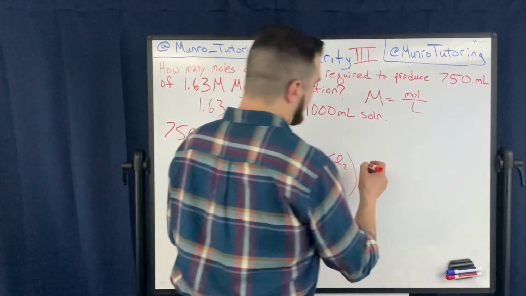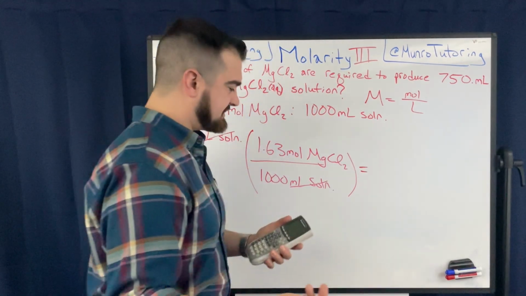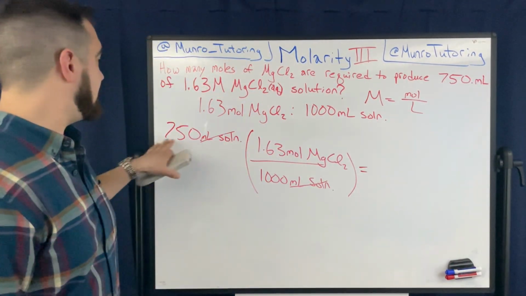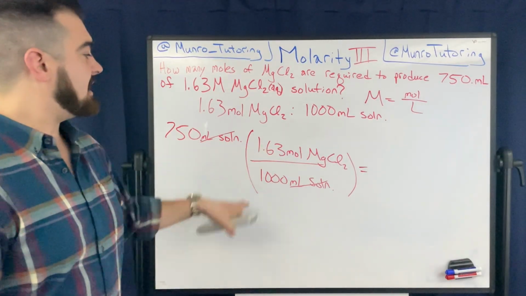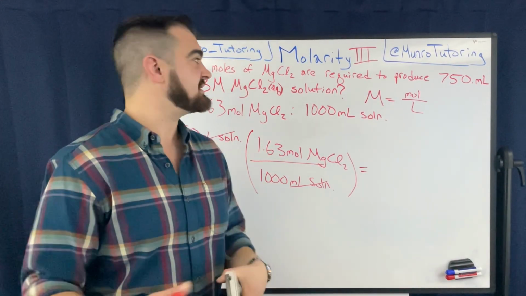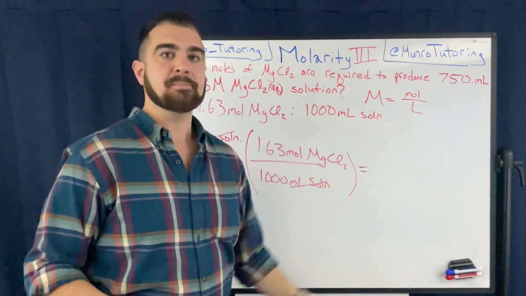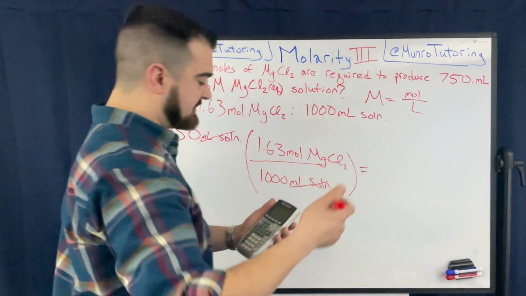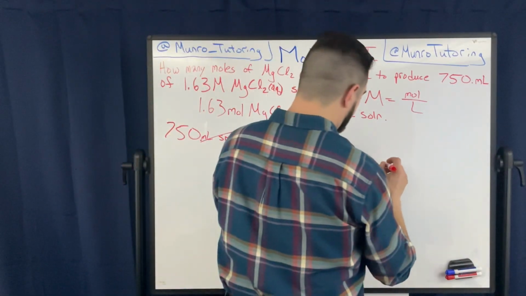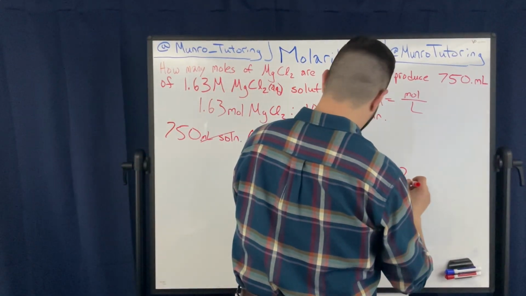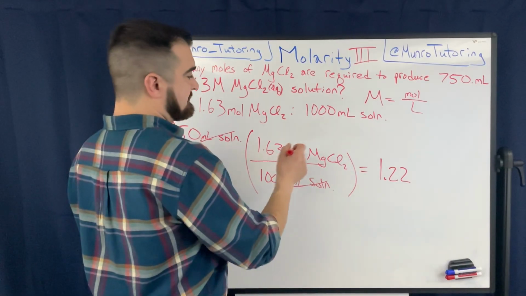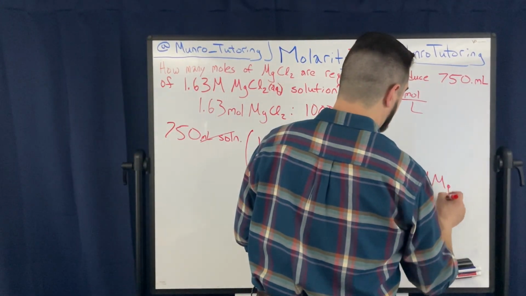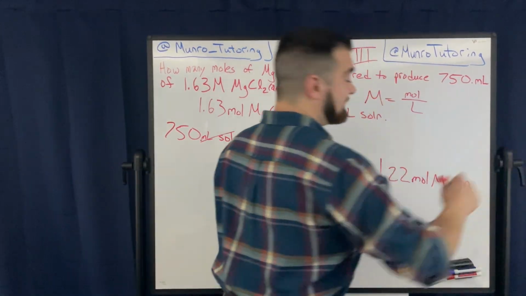an answer with a bunch of decimal places, and we have to know how many sig figs do we use in the final answer. Well, that has 3, that has 3, and this is kind of infinitely precise because it's defined as 1 liter. So this doesn't have sig figs down here. So we're just going to keep 3 sig figs in the answer, and that's going to round to 1.22, and the unit is moles of magnesium chloride, right? Moles of magnesium chloride, and that's it.